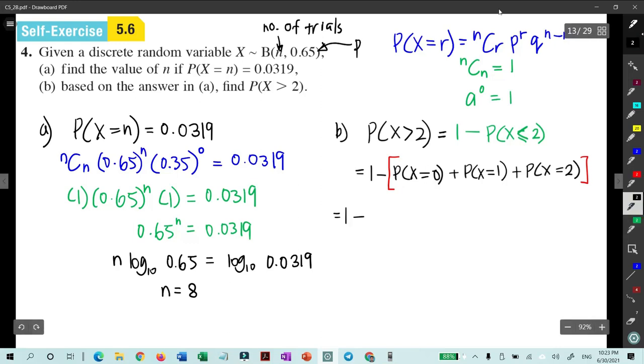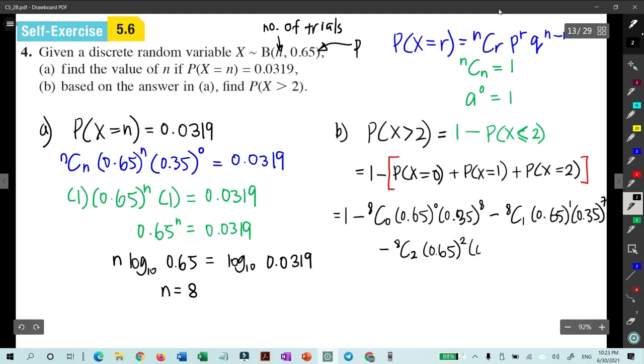So 1 minus P(X=0), it's 8C0 times 0.65 to the power 0 times 0.35 to the power of 8. Since I open up the bracket, it becomes minus. So 8C1 times 0.65 to the power of 1 and 0.35 to the power of 7. And again minus 8C2 times 0.65 to the power of 2 times 0.35 to the power of 6.